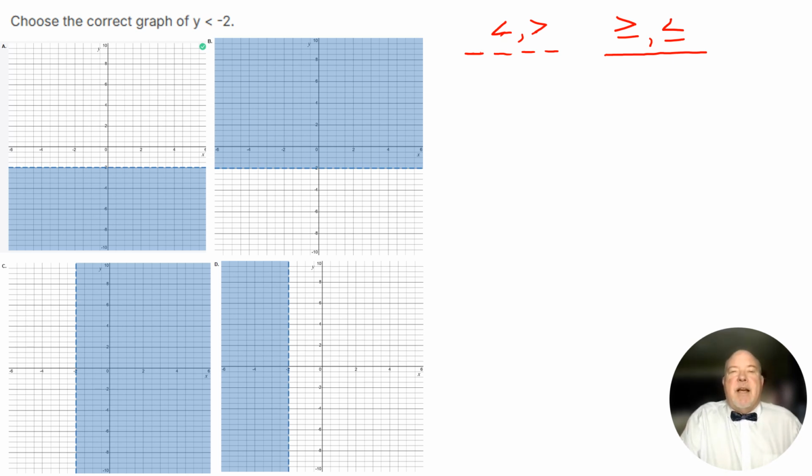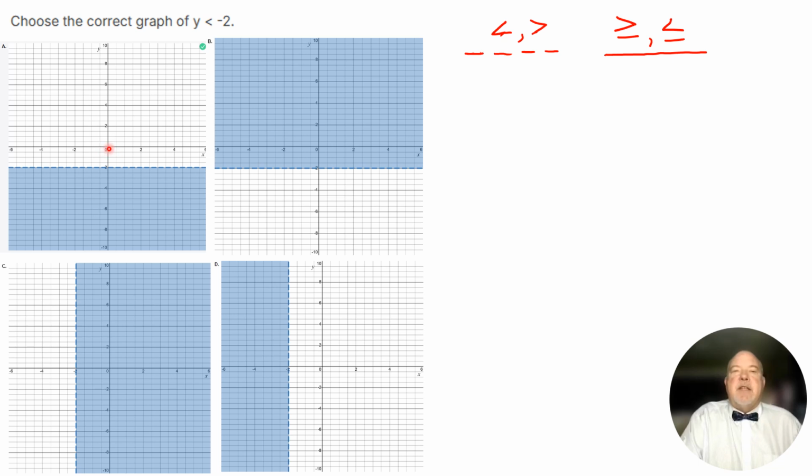So the next piece and the last piece is the shading. And you can see that A is shaded below the line and B is shaded above the line. So how do we figure out which side to shade? Well, what you do is take a point. You can take any point on the graph and plug it in to the inequality and see if it makes a true statement or not. The easiest point typically to plug in is 0, 0.